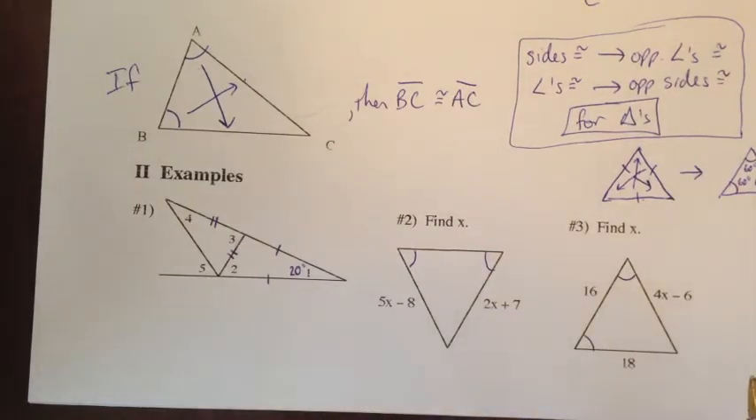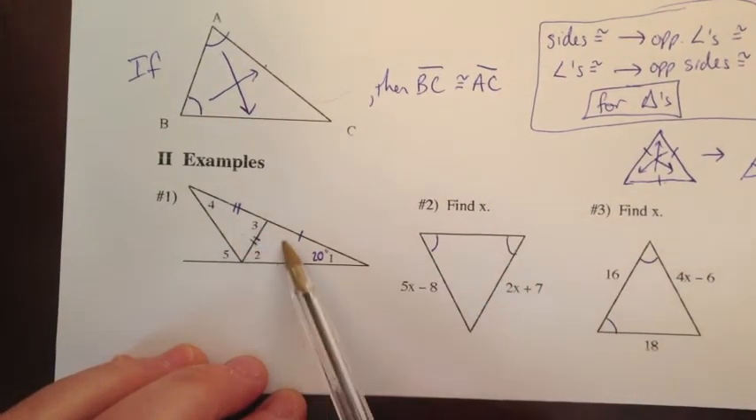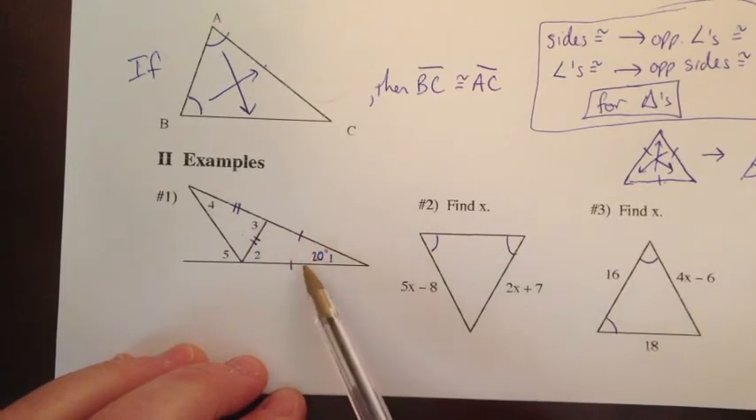Alright, we're back. Let's go ahead and look at part 2. Let's take a look at some examples here. The first one, you have this picture here. You've got two smaller triangles. You've got a lot of things labeled congruent.